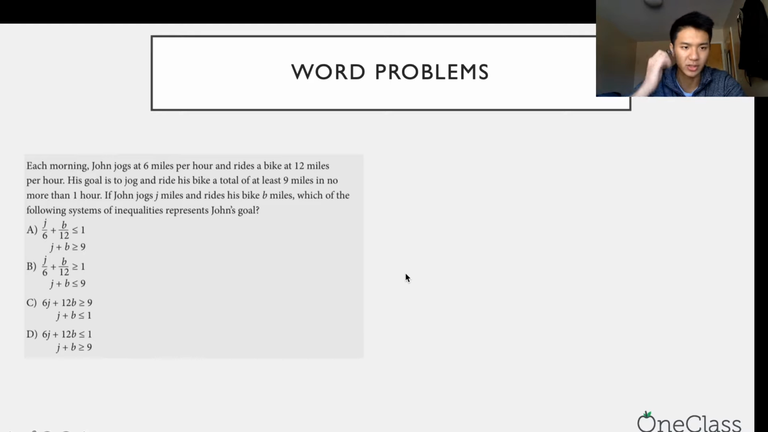So let's take a look at this question here. It says, each morning, John jogs at 6 miles per hour and rides a bike at 12 miles per hour. His goal is to jog and ride his bike a total of at least 9 miles in no more than 1 hour. If John jogs J miles and rides his bike B miles, which of the following systems of inequalities represents John's goal? So let's pause and take a look at the answer choices.